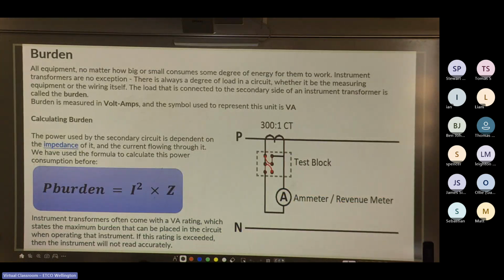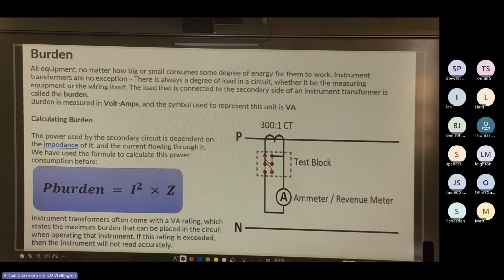You can really start getting into the weeds with all this kind of transformer metering stuff. But so far, all we need to know is the basics of how a CT works and how it takes a high current and turns it into a low current by using mutual induction and the transformer winding ratios. Of course, all equipment, no matter how big or small, consumes some degree of energy for it to work. So instrument transformers are no exception.